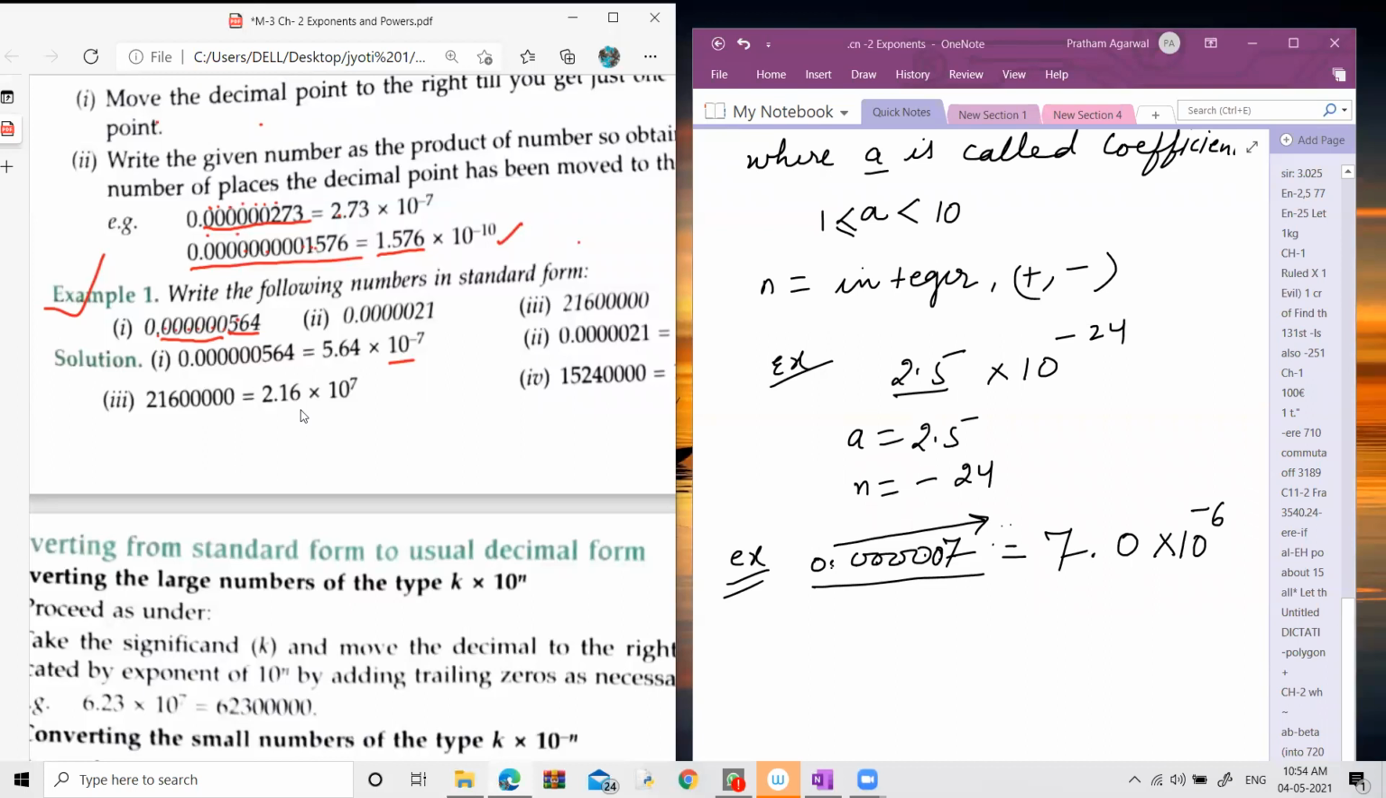Now, why do we always take the decimal just after 1 digit? Why do we always take only 1 digit before the decimal? Because it is called Mantissa. What is it called? It is called Mantissa. The number which is written just before, or on the left-hand side of, the decimal is called Mantissa. Is it clear?